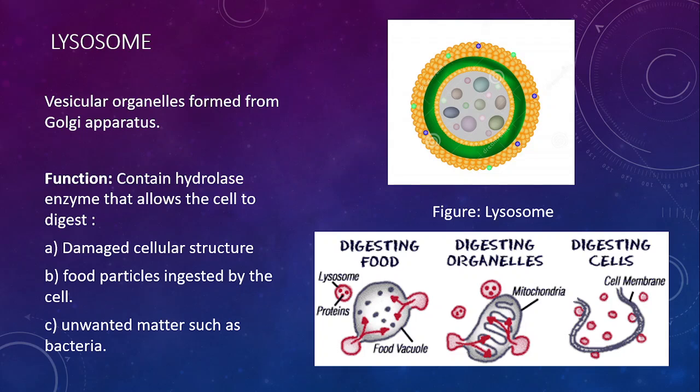the cell. If it's not digested, then we cannot utilize these food particles. And unwanted matters, anything that is foreign to our body, anything with which our body is not acquainted, will be digested by lysosome because it will consider it an enemy, so it will provide the digestive enzyme, and the foreign body, if it's bacteria or virus or anything, will be destroyed. And damaged cellular structure is also digested by lysosome.